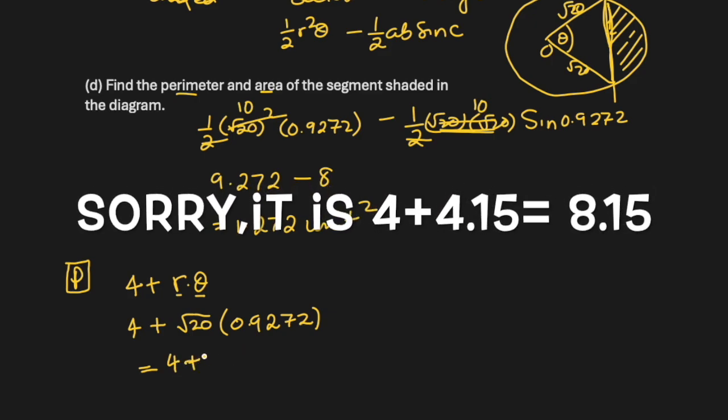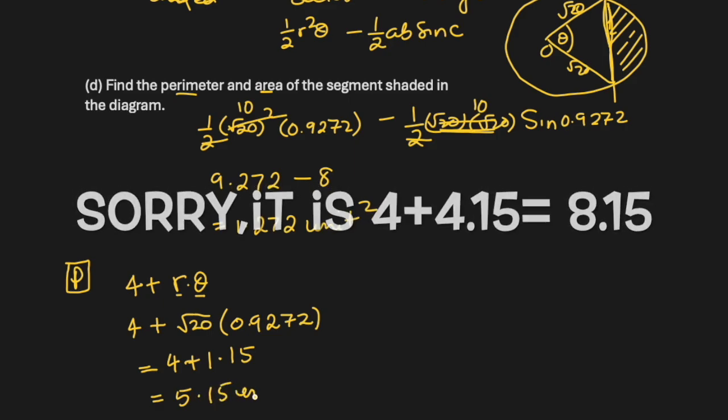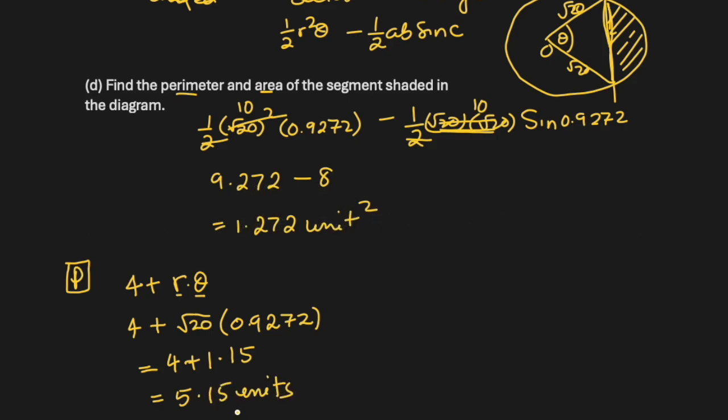What I'm getting here is 4 plus 4.146. So let me write 1.15. So the perimeter becomes 5.15 units. We got the perimeter as well as area of the shaded region.